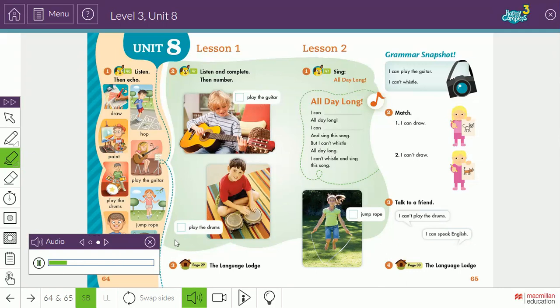I can jump, jump, jump all day long. I can jump rope and sing this song, but I can't whistle all day long. I can't whistle and sing this song. I can play, play, play all day long. I can play the guitar and sing this song, but I can't whistle all day long. I can't whistle.